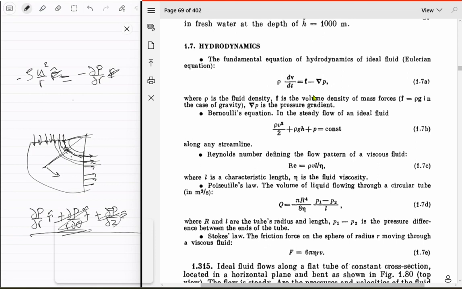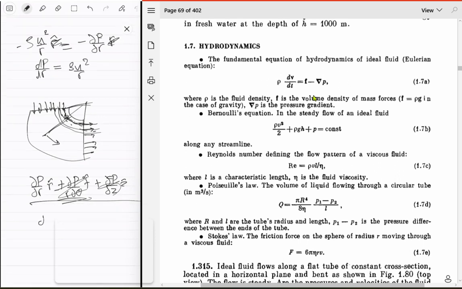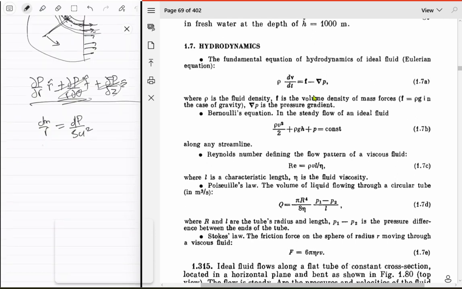So then partial p upon partial r, or just write it as dp upon dr, because in the context we know what we're doing, right? So this just becomes r dp upon dr. Okay, rho u squared upon r, and this will be just dr upon r equal to dp upon rho u squared. Now just integrate this thing, so we get natural log of r going from, let's just say, R1 to R2.